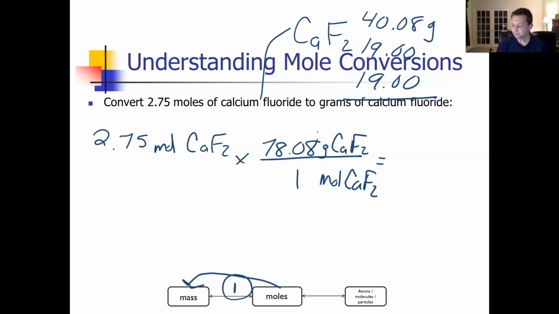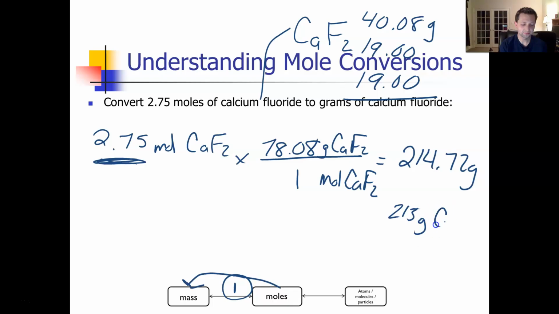So multiply it through and you get an answer of 214.72 grams of CaF2. But you can only have 3 sig figs in your answer, so that's going to round to 215. All right, 215 grams of CaF2 for that.